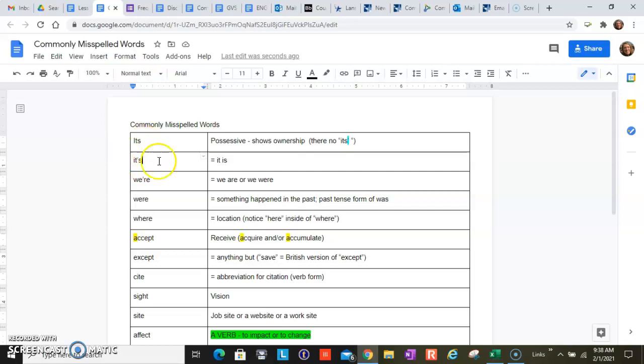There's never one after. We're is the contraction for we are or we were. So that apostrophe replaces a letter. Just keep that in mind, that apostrophe replaces a letter.